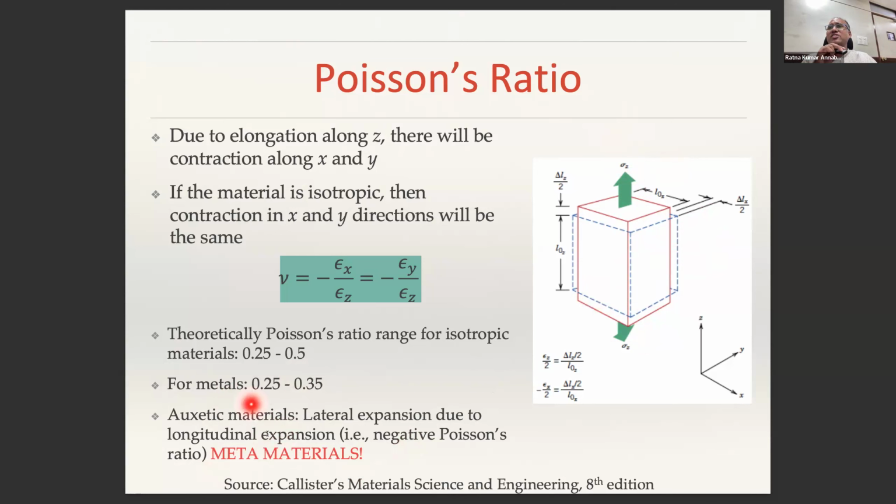But these auxetic materials are a special class of materials. If you are expanding in the longitudinal direction, in the lateral direction, instead of contracting, they also expand. That means they expand both longitudinally as well as laterally. If that is the case, both epsilon x and epsilon z are positive, and hence the Poisson's ratio will be negative. These are called metamaterials because they exhibit negative Poisson's ratio. These are a special class of materials that have several engineering applications.